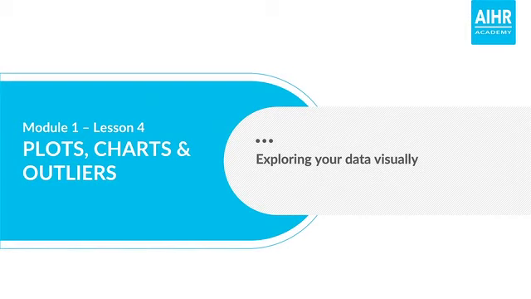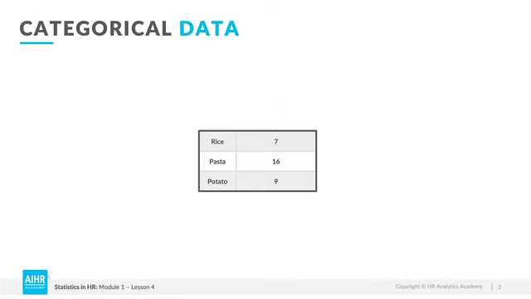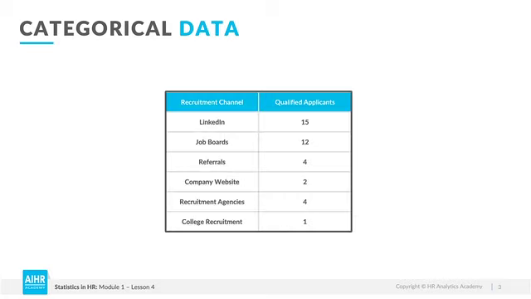First of all, let's take a look at the charts and plots when you want to visualize categorical data. It's data that doesn't have a meaningful order or consistent spacing. Think back to my example in the second lesson about the favorite type of food: pasta, rice, or mashed potatoes. This is a good example of categorical data. Another example would be recruitment channels. Which recruitment channel receives the most qualified applicants? Is it LinkedIn, the traditional job boards, referrals, the company website, recruitment agencies, or college recruitment programs?